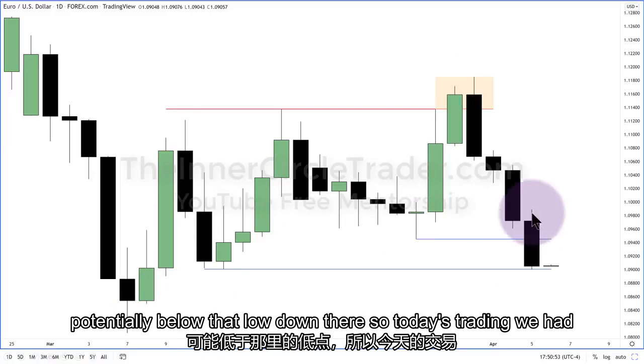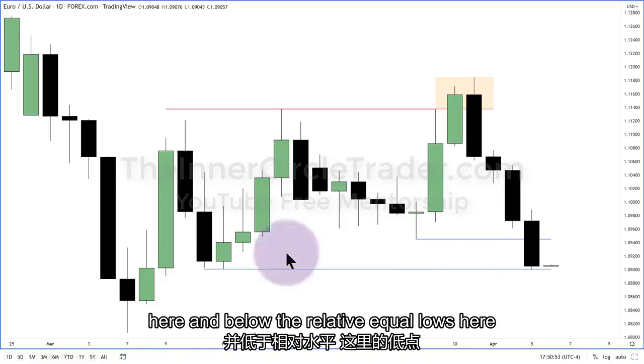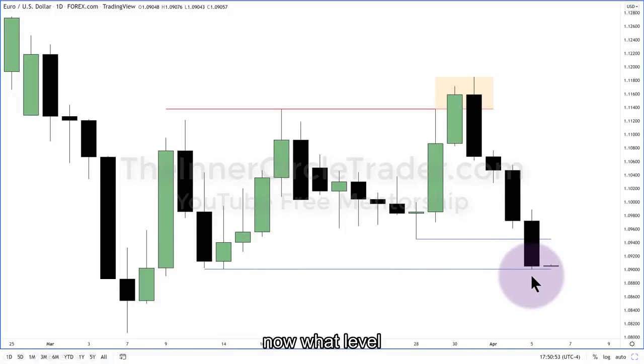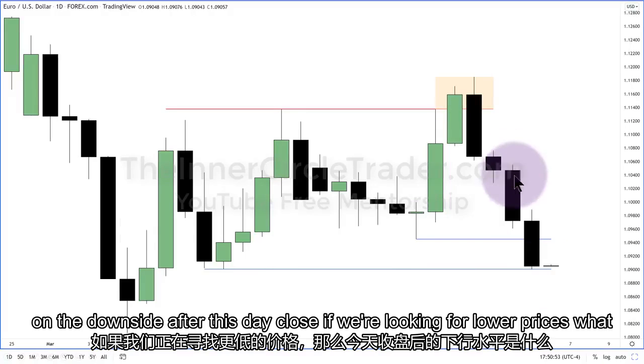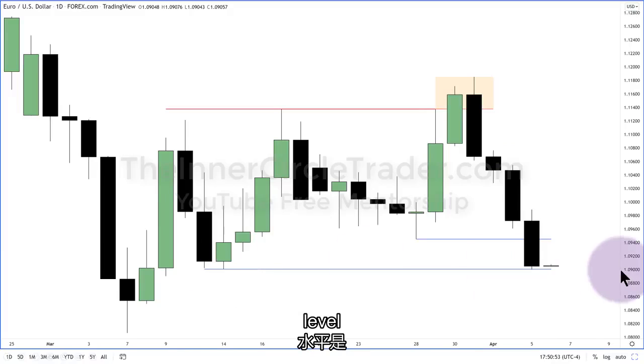So today's trading, we had the open. It rallies up a little bit, then careens through the short-term low here and below the relative equal lows here. Not by much, we'll see it, but it's still there. Now, what level on the downside after this day closed, if we're looking for lower prices, what could we expect it to draw to? Obviously below here and below here, but what price level?